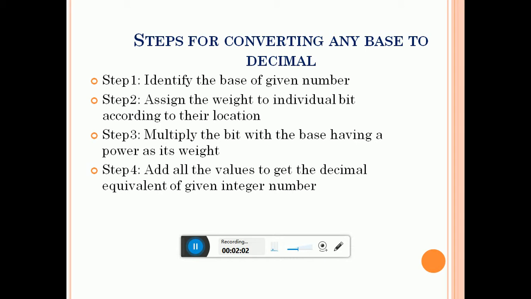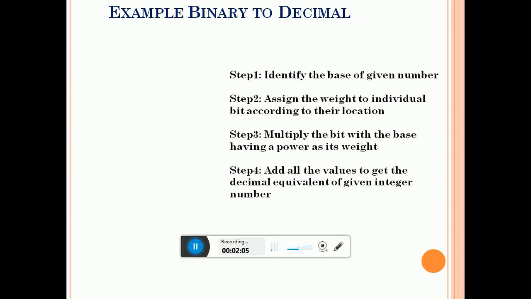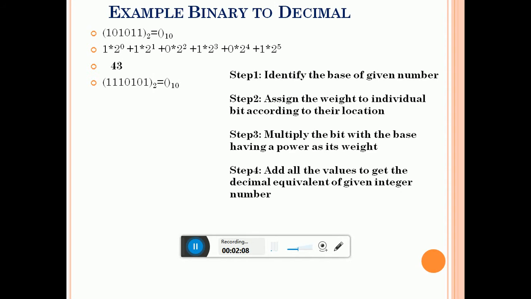Now of course we will try to understand these steps by making use of one example. So let us take an example. We have taken a binary number and we will be learning these steps to convert this binary number to decimal equivalent. The number which is given is 101011 in binary format. So first of all, as per our step number 1, identify the base of a given number. The base is 2 as the given number is binary. Step 2, assign the weight to individual bit according to their location. Now weight is decided as per the base of that particular number. Since here the number which is given is binary, so our weight will be 2.